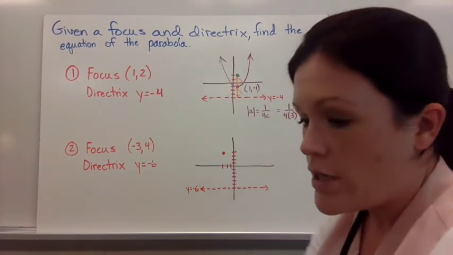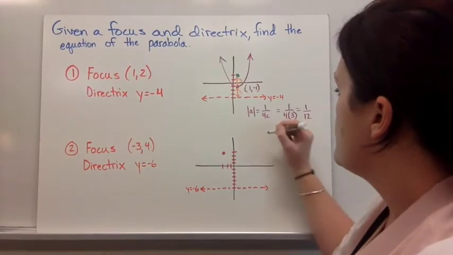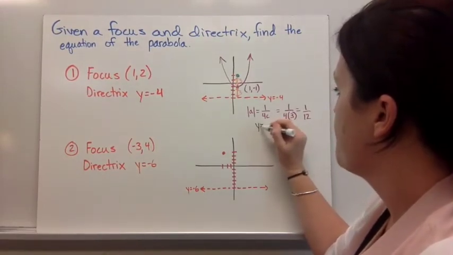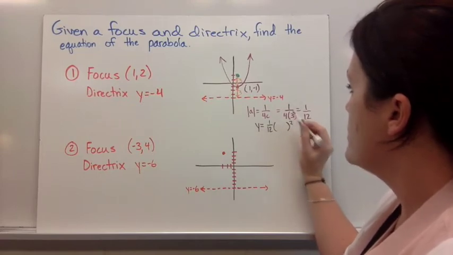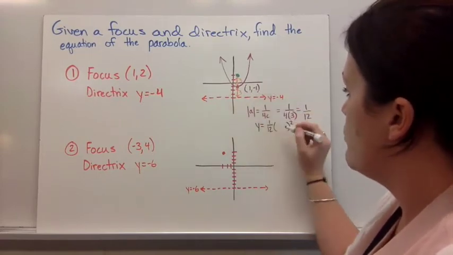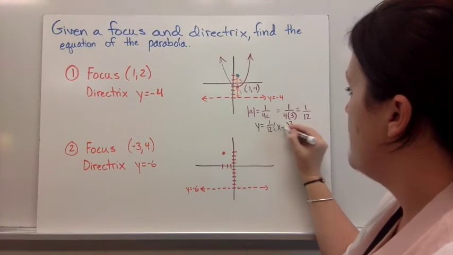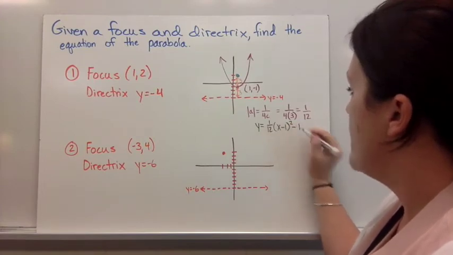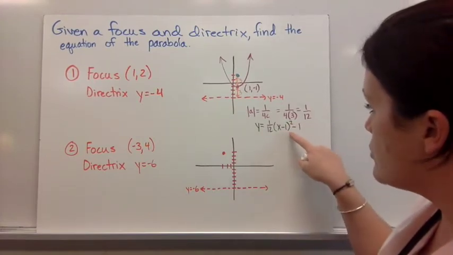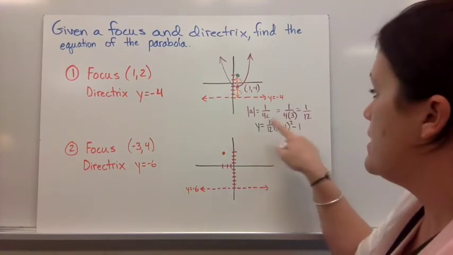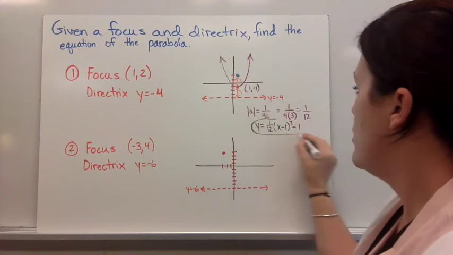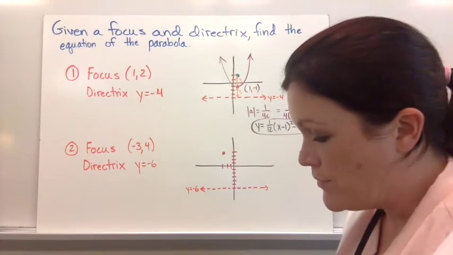So to write out our equation, let's put it in vertex form. Y equals 1/12. We put our vertex in place, which is 1, -1. So x minus 1 minus 1. Because remember, when you pick out your vertex, you change that sign and keep that sign. And that's all we need. All done with that one. Let's look at one more.